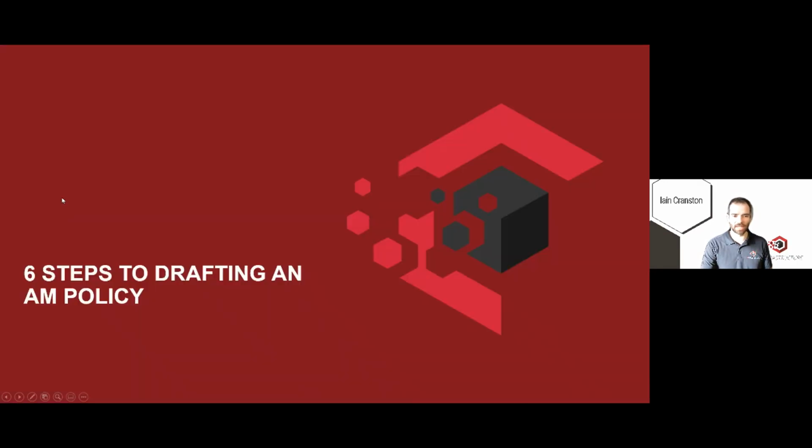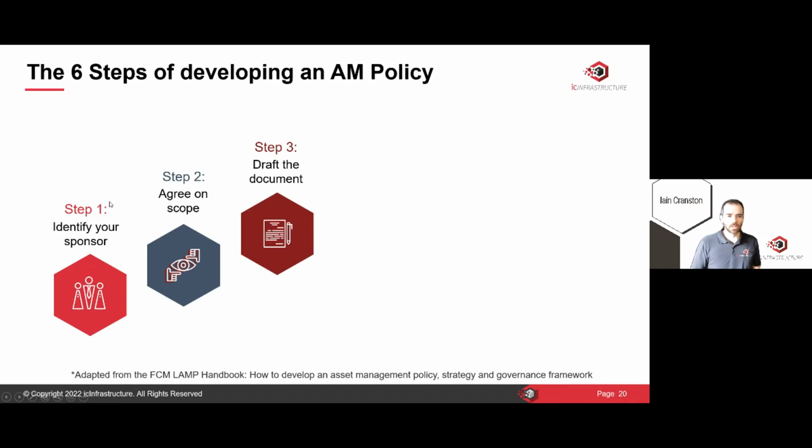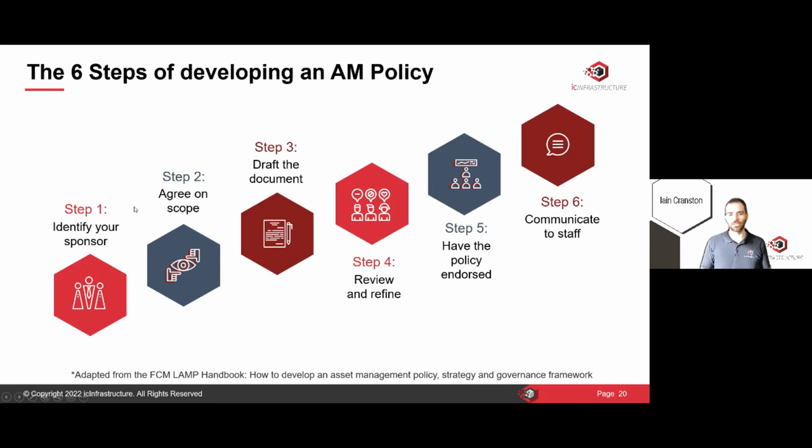So let's get into the 6 steps now. So step 1, you need to identify your sponsor. We'll talk a little bit more about that. Step 2 is agreeing on the scope of your policy. Step 3 is around actually drafting your document. I've got some tips for you on that. And then the second part of this is reviewing and refining this with your stakeholders.